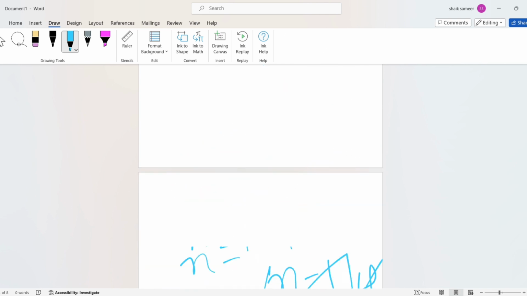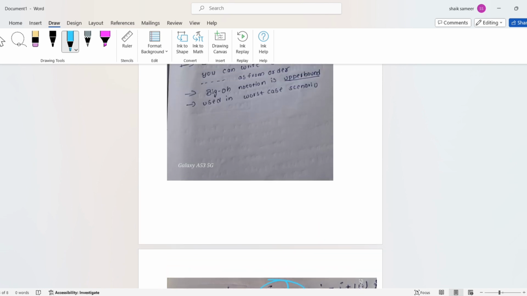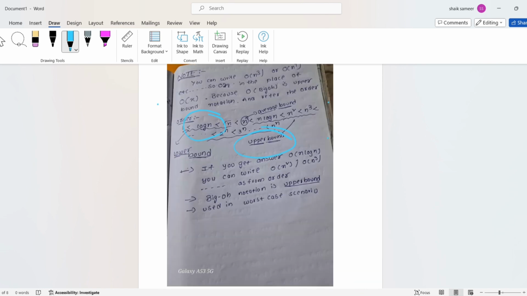Check in that order: does n square belong to the upper bound running time or not? Here is the n square. N square belongs to the upper bound. So we can substitute n square in that value, because all the values which belong to the upper bound you can substitute, because we calculate time complexity in big O notation, which takes the upper bound. I have written very clear statements here. You can study these statements very carefully.